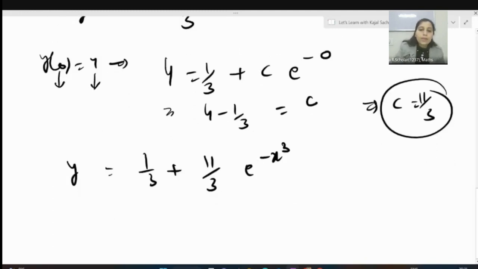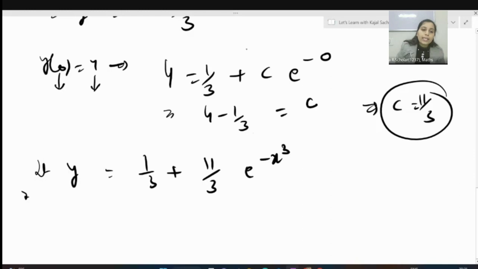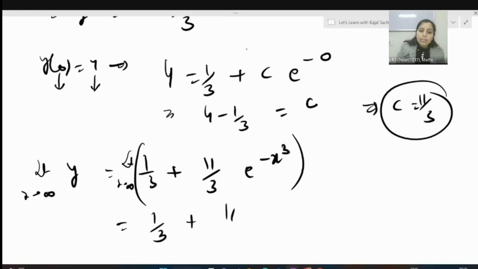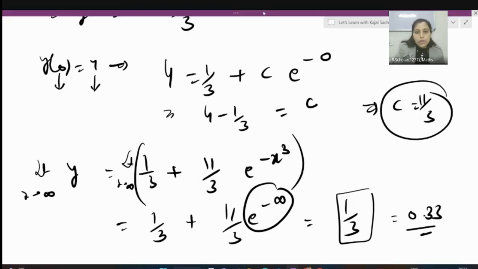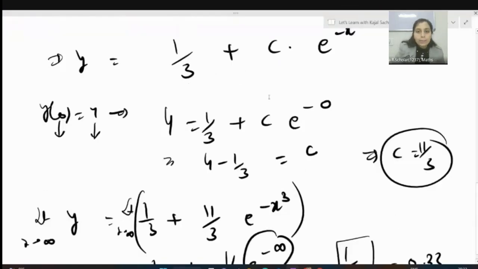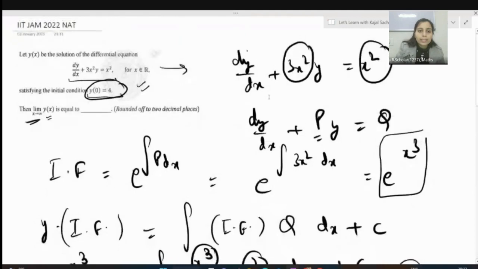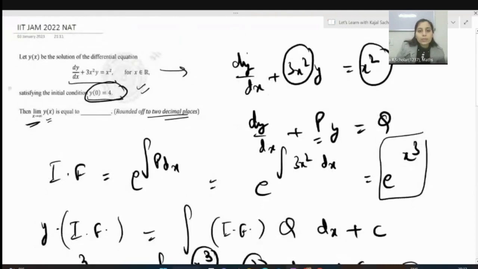So from here, when we take the limit x tends to infinity, 1 by 3 is constant plus 11 by 3 e raised to power minus infinity, which is 0. So we get 1 by 3 as the answer, which is equal to 0.33. This question comes under the numerical answer type, so we have to write the answer up to 2 decimal places, which is 0.33. Any doubt till now?